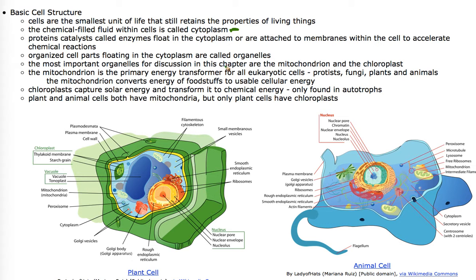The most important organelles for discussion in this chapter are the mitochondria and the chloroplast. The mitochondria is the primary energy transformer for all eukaryotic cells, protists, fungi, plants, and animals. The mitochondria basically converts energy of foodstuffs to usable cellular energy. Chloroplasts, which we don't have, basically are responsible for capturing sunlight and turning it into those foodstuffs by taking solar energy and turning it into chemical energy. So plants and animal cells have both mitochondria and chloroplasts, but only plants have chloroplasts.